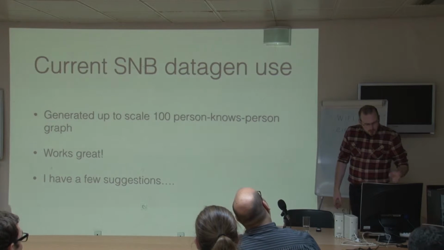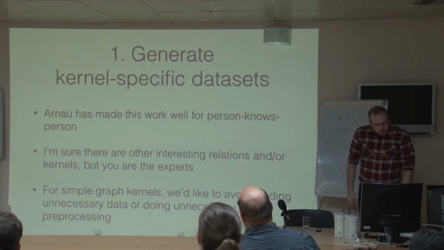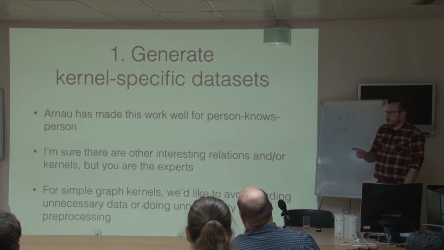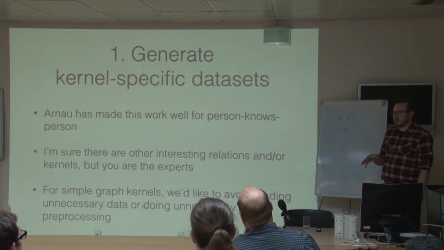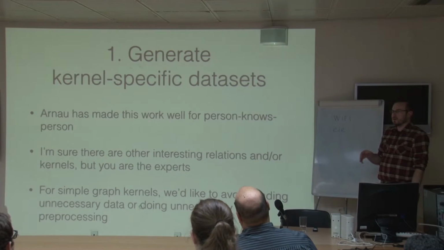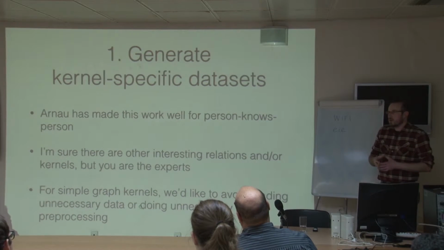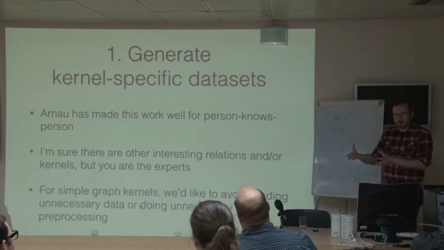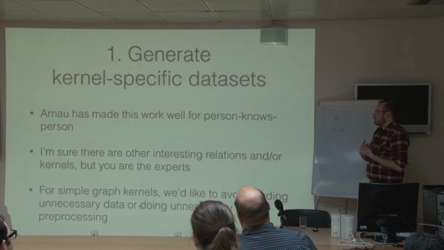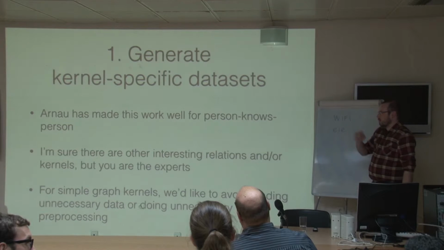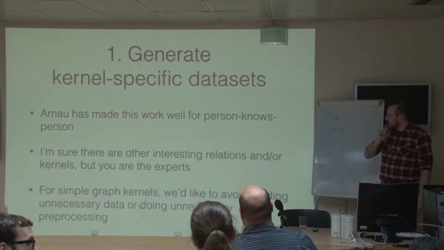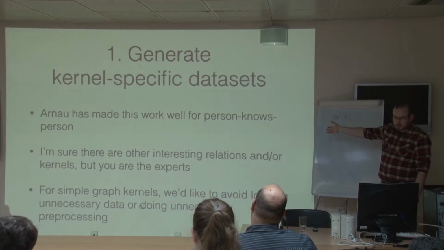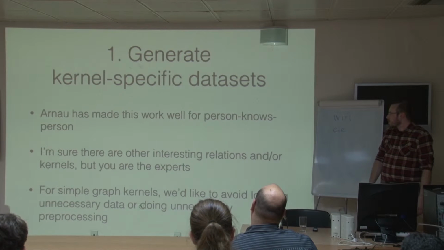I have a couple suggestions. So the first thing is that to get to the point where we could actually generate data at that scale in a reasonable amount of time, we ended up switching off a lot of the wonderfully rich data that is generated as part of the dataset generator. And Arnaud has been very helpful in making that work for us. So now we can just take advantage of the person knows person relation there.